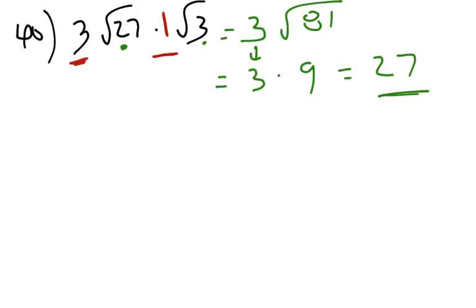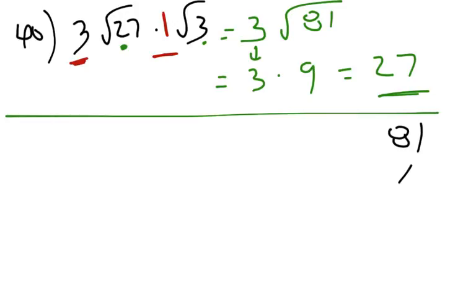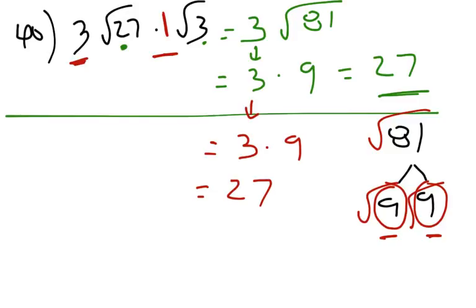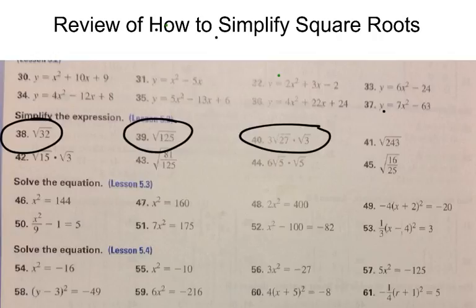And your final answer is 27. If you don't see it, then you bring the 81 and you break it. 9 times 9. Look at that. For every 2, 1 comes out. Again, I have the 3 from the outside. But then I have square root of 81, which is square root of 9 times square root of 9. Because I have 2 of the same on the inside, 1 comes out. My final answer, 27. Either way is the same thing.